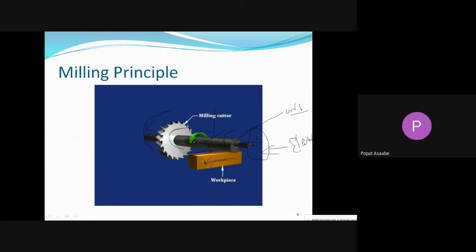For example, see, the arbor is rotating in this direction. Along with this arbor, the milling cutter also starts to rotate, and we are giving the feed to the workpiece. Due to that feeding and the rotary motion of the cutter, the cutting edges provided on the milling cutter will remove the material from the workpiece, and the milling operation is completed. This principle is used in the milling machine to perform milling operations. Understood? Yes.